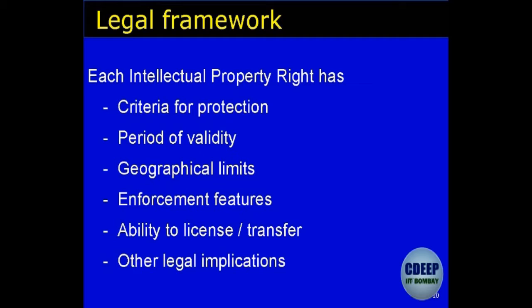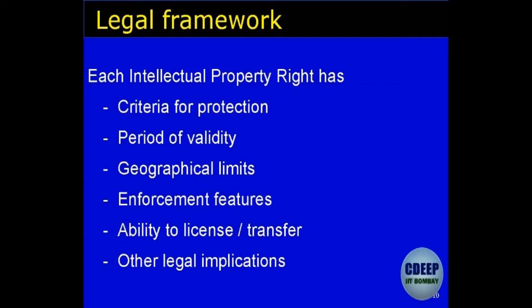To protect intellectual property, we have a legal framework. For each type of intellectual property, we have some criteria for protection. Like for patent, for any novel invention, we need to get patent protection. And to get patent protection, we have three statutory criteria: one is novelty, one is inventiveness, and the other is industrial applicability. I will explain this when I discuss patent rights.